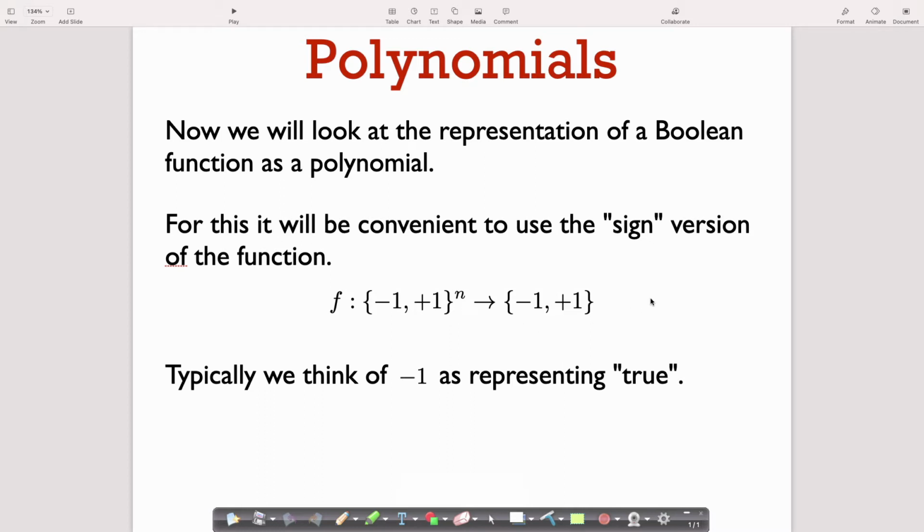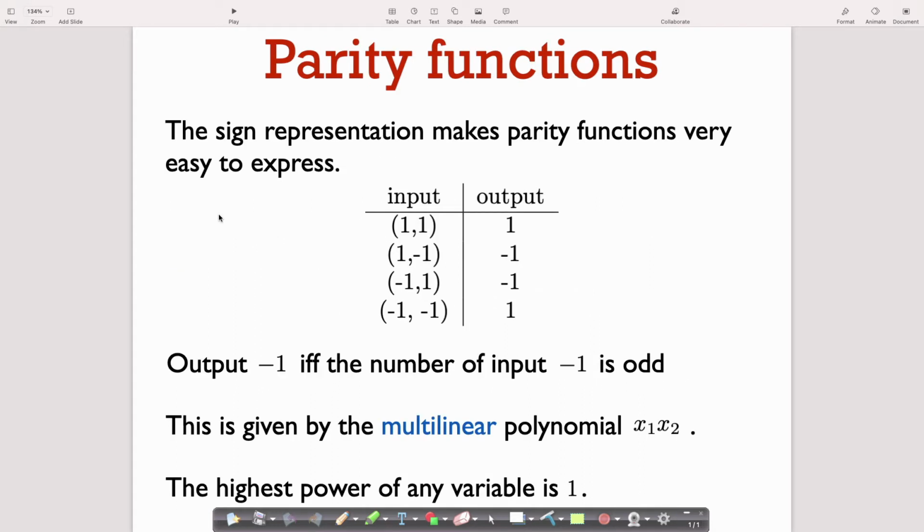And typically we think of -1 as representing true. A nice thing about using this -1 +1 representation is that it makes representing parity functions very easy. Okay, so let's say I'm interested in the function which outputs -1 if and only if the number of -1s in the input is odd.